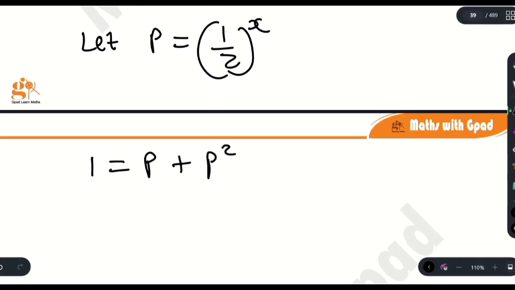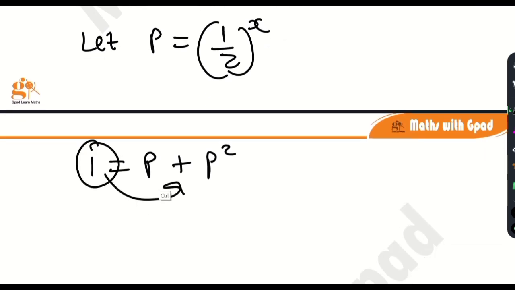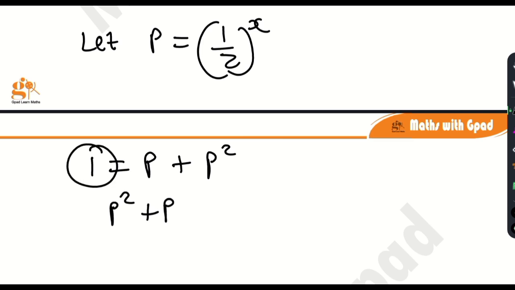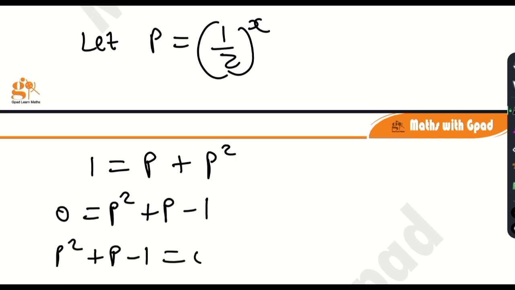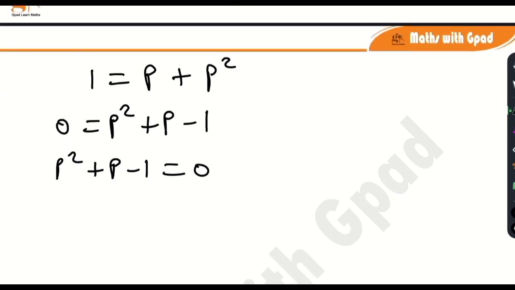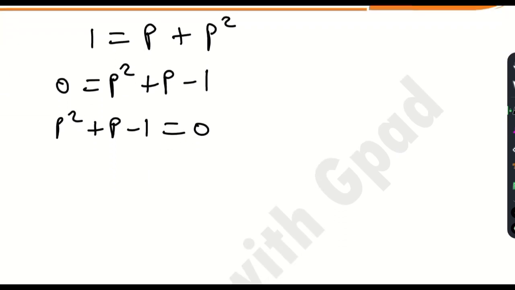Now, let me transpose 1 to the right hand side so that this remains positive. So that will be what? P squared plus p. Remember, if you transpose 1 over, you get what? Minus p. This is 0 is equal to, or I can just say p squared plus p minus 1 is equal to 0. What do I do next? I am going to solve this using the formula method.